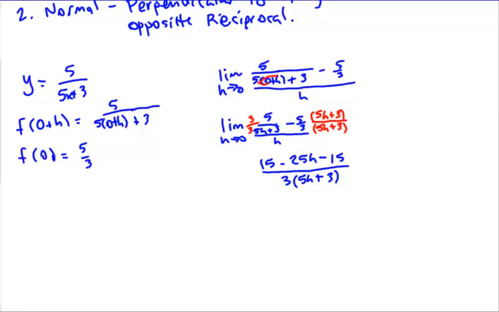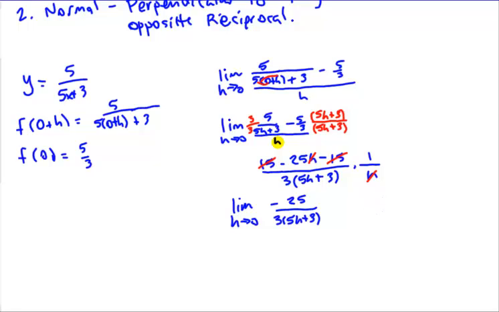And since we're dividing by h right here, anytime you divide by h, you multiply by the reciprocal. So all of this will be times 1 over h. And now we can start looking at what's going on in our problem. These 15s cancel out. I've got negative 25h on the top, so this h and this h cancel out. And that leaves me with the limit as h approaches 0 of negative 25 over 3 times 5h plus 3.